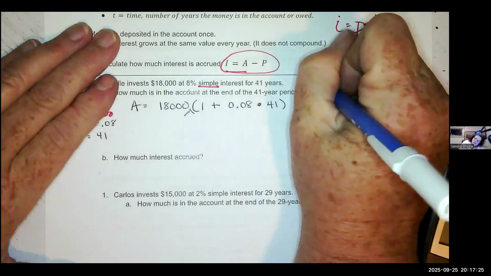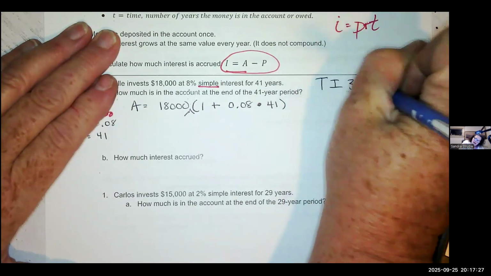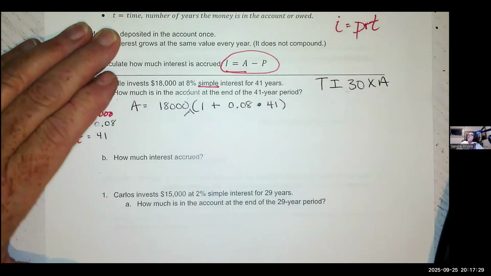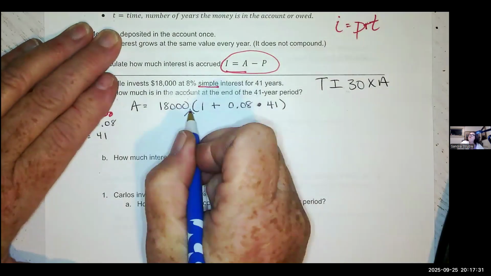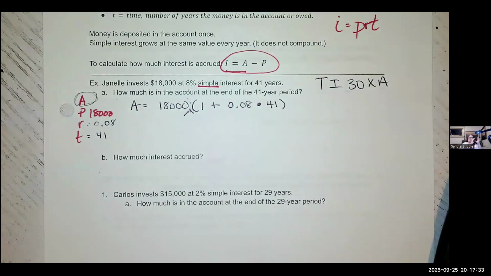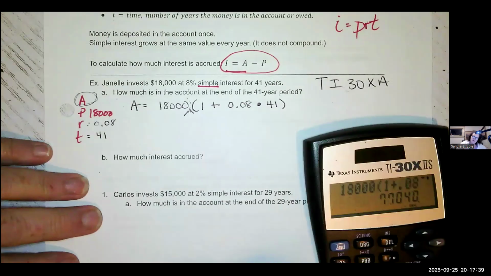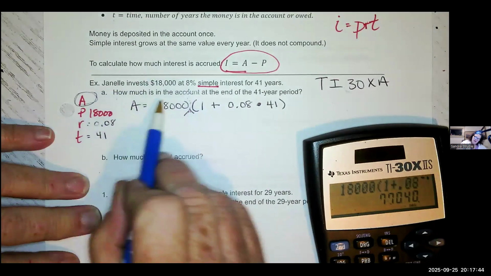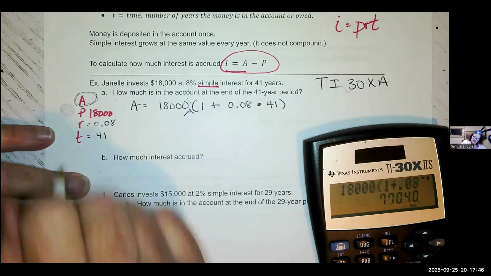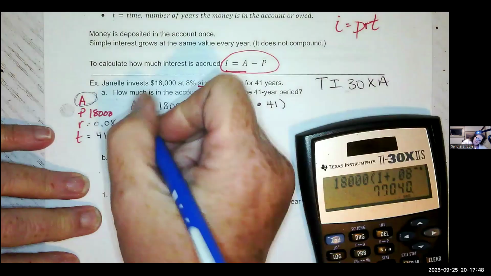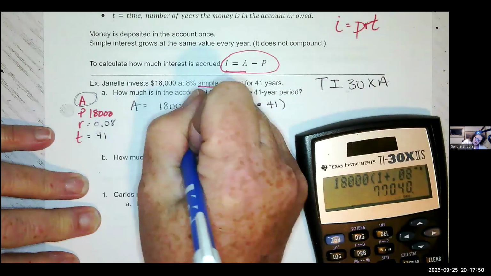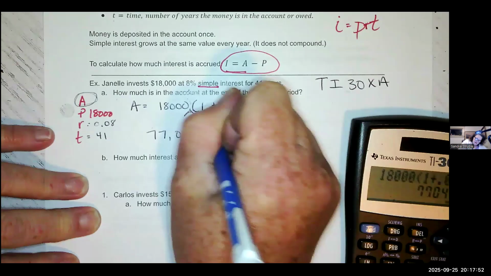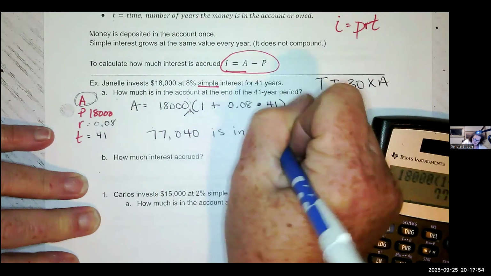But if you have a TI-30XA, for all of these, you're going to have to put a multiplication symbol right in between the P and the parenthesis. Okay. So my answer is, this is word problems, so we have to answer with words. It says, how much is in the account at the end of the 41-year period? I'm going to say $77,040 is in the account.